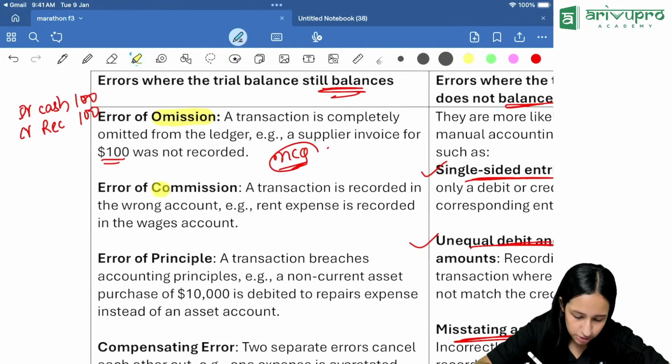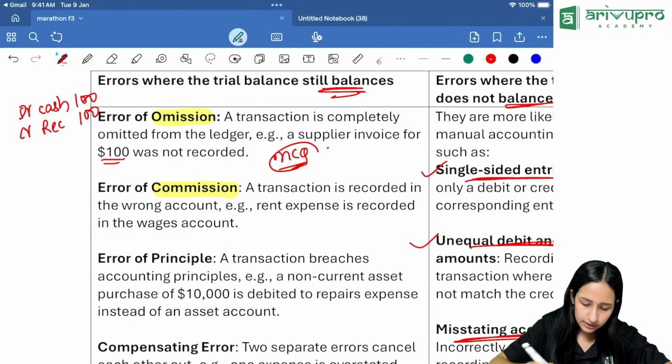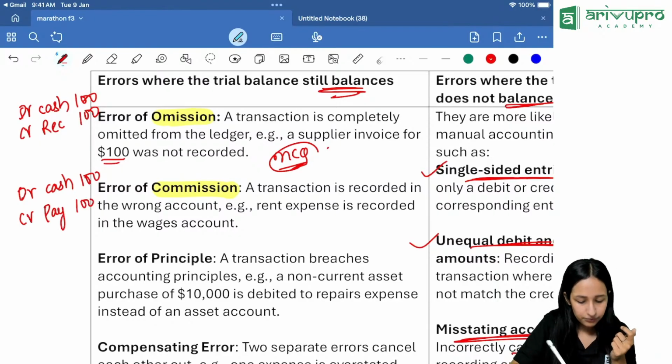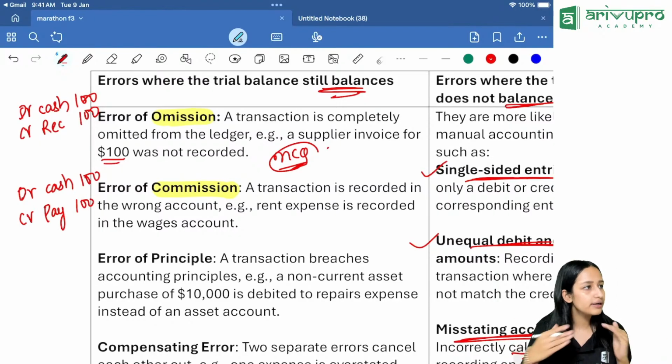Then we have error of commission. What is error of commission? Here we'll show it in the wrong accounts. For example, debit cash 100, and instead of credit receivables, we'll do credit payables 100. Now that's obviously wrong. Again, it will not get tallied.